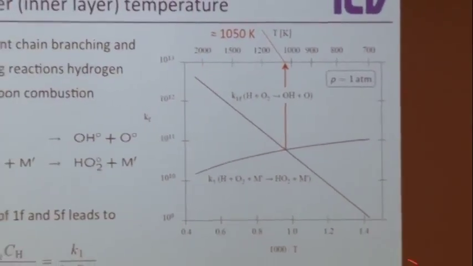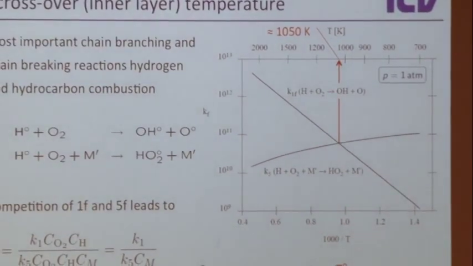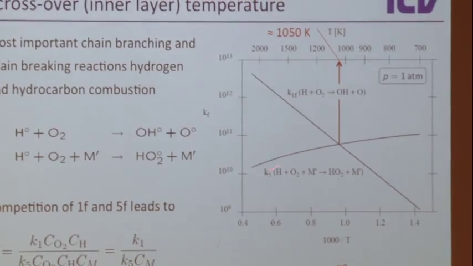This would be an Arrhenius plot here for reaction 1. Reaction 1 has a relatively large activation energy. Let's just use 1 atmosphere, then this here is independent of pressure anyway. And then this line here would be k5 times M. So k5 times M is this line, for a pressure of 1 bar. And you see where these two cross, that's where the crossover temperature is.